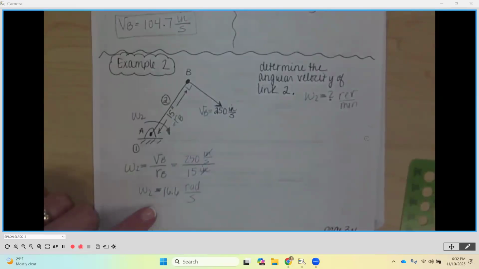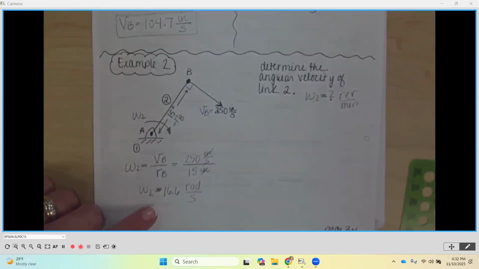Now, can I leave it in this form? Am I going to go to the motor store? I need to get a motor to turn this. And if I ask the motor store salesman, could you give me a motor that goes 16.6 radians per second, please? They're going to be like, no, but I can get you one in RPMs. What do you want that in? RPMs. So let's convert it to RPMs, okay?